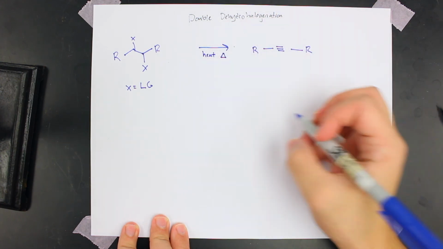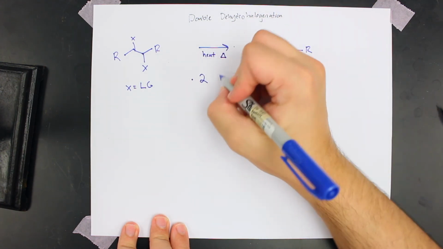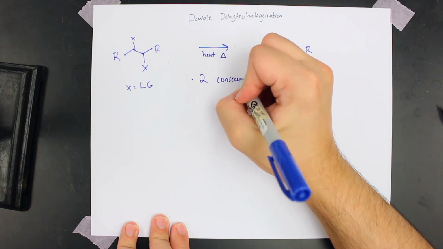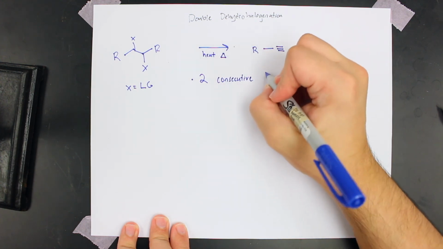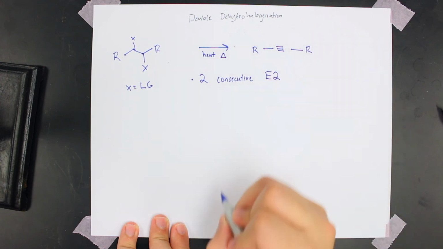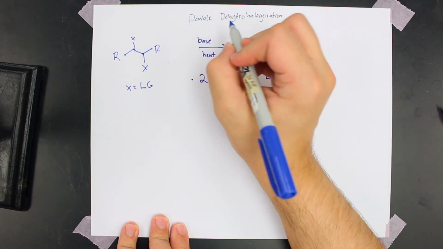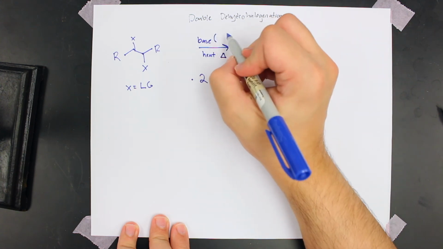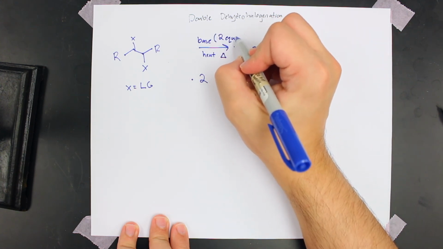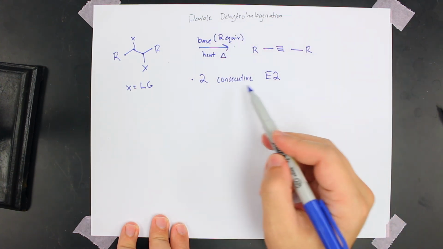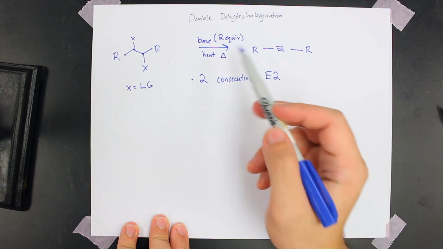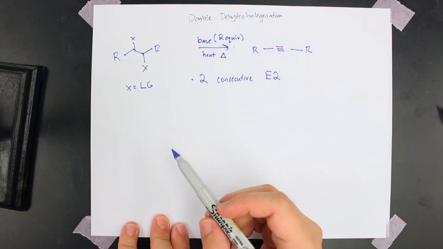And the other thing about this reaction is it consists of two consecutive E2 reactions, so two consecutive elimination reactions. Oh, and I mentioned you need to have a base as well, a very strong base, and typically two equivalents is necessary. Since you're performing two consecutive E2 reactions, you need to have two equivalents of base.